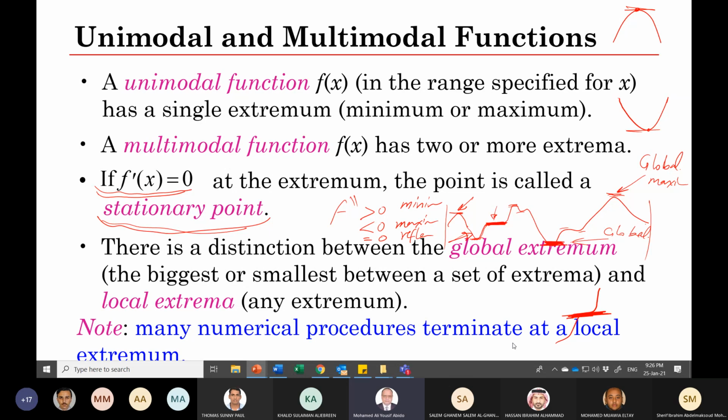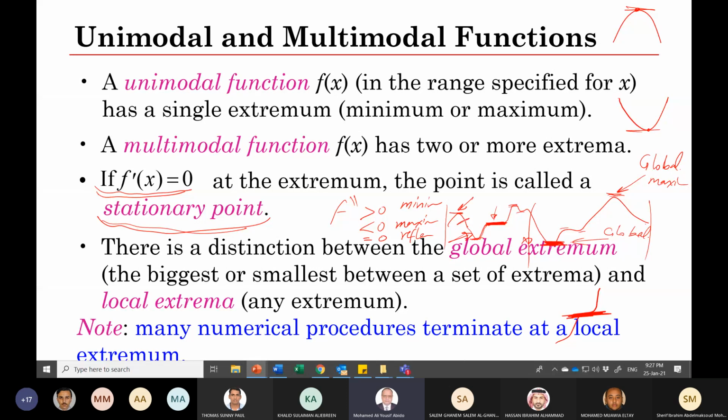Note, many numerical procedures terminate at a local extrema. Because if you have any iterative technique, and for example, for this function here, you start with x0, this is x0, and you need the initial guess. If this is the initial guess, and you need to minimize, you will end up with this point, which is the global optimum. You are lucky to reach the global.